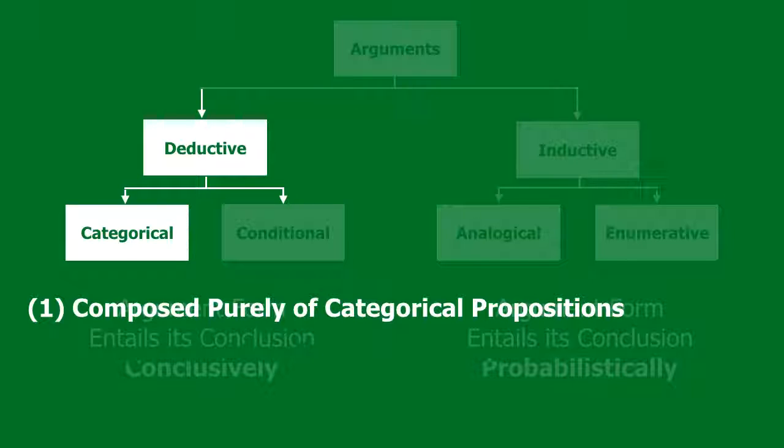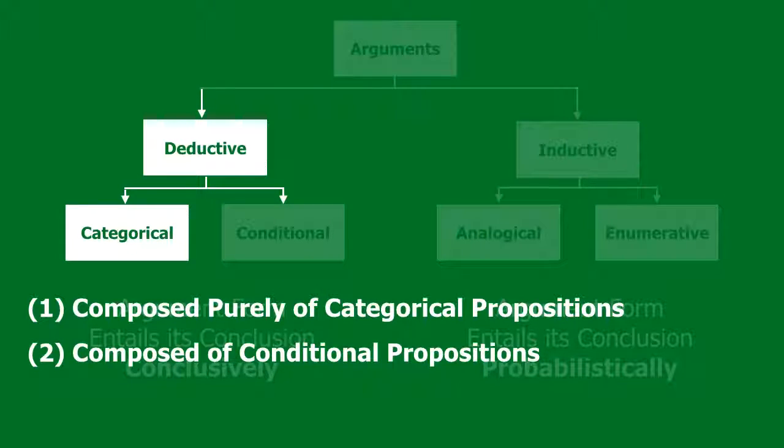purely of categorical propositions, or it can also have conditional propositions. Either it can be completely comprised of conditional propositions or partly of conditional and partly of categorical propositions. So what this illustrates is that a categorical syllogism, although it's called a categorical syllogism, does not have to be composed only of categorical propositions. However, the most common examples of the categorical syllogism are composed of categorical propositions.